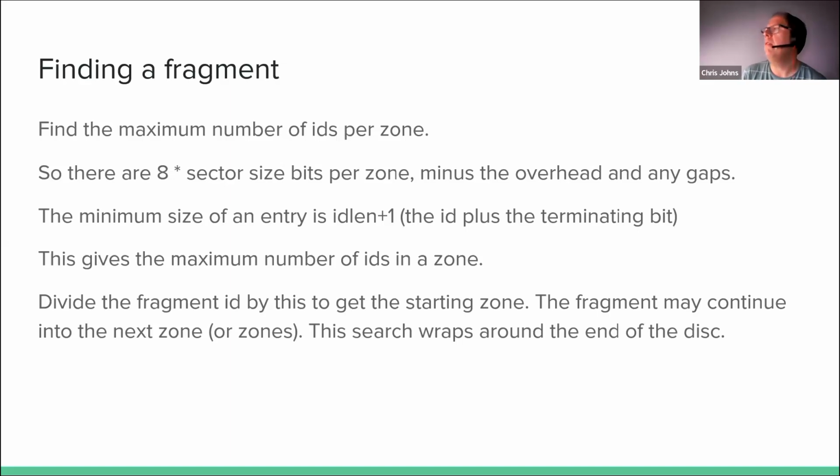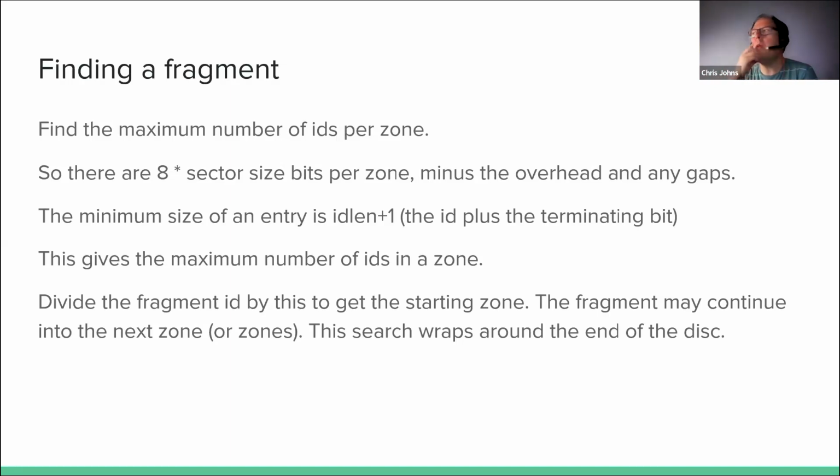So basically, from there you can say that the minimum size of anything in a zone is going to be ID len plus 1. So the length of the ID plus 1 for the termination bit. In this case you'd have 16 bits. That gives you the maximum number of things you could store in any one zone. And then you can divide the ID you've got by that, and you know where to start. And that's a zone you can then start looking in for your fragments.